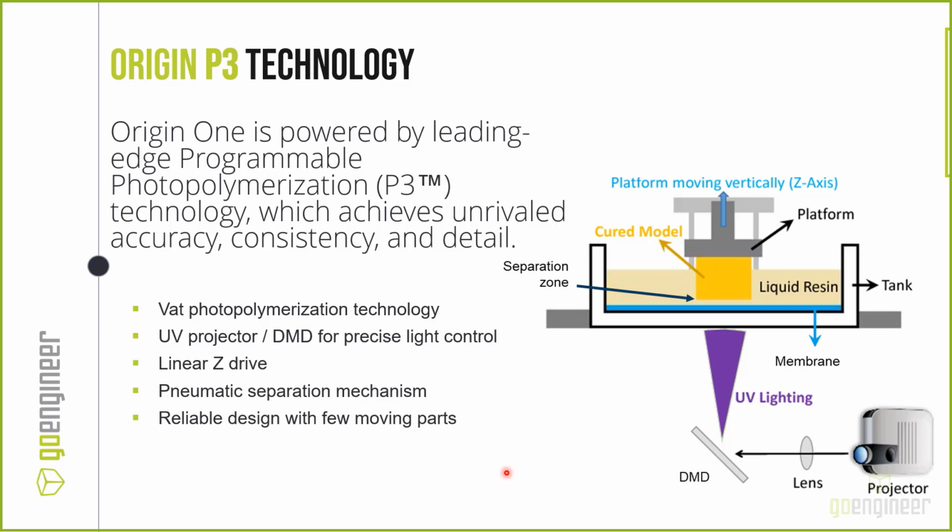One of the really nice things about this system is that because it has so few moving parts, there's really only one, and that's the Z-axis. There's not very much that can go wrong with a system like this, so they're very reliable. We'll talk about the pneumatic separation mechanism in just a minute, because that's one of the critical components of the Origin 1 system, and it's one of the major differentiators between this DLP system and others that are on the market.